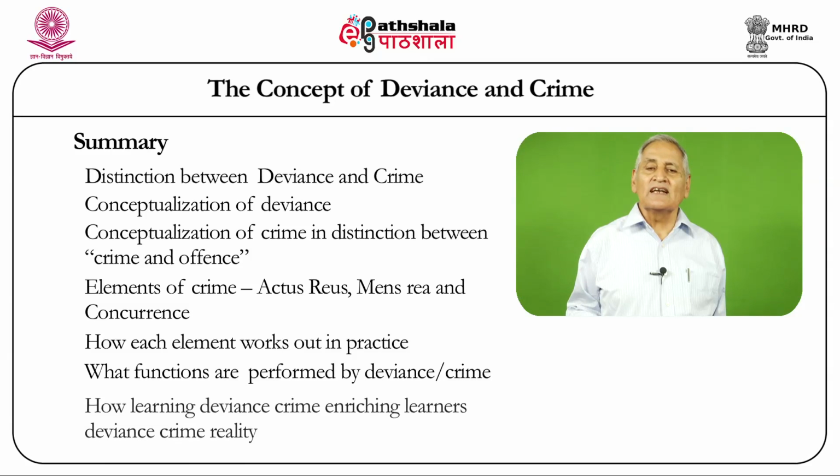Now, how does learning about deviance and crime enrich learning about crime reality? It makes you understand that crime is something which is treated as an evil, but it is a necessary evil which has some functional fallouts and which makes the society stand for certain values, and the rule of law is enriched by the understanding of the concept of deviance and crime in reality.